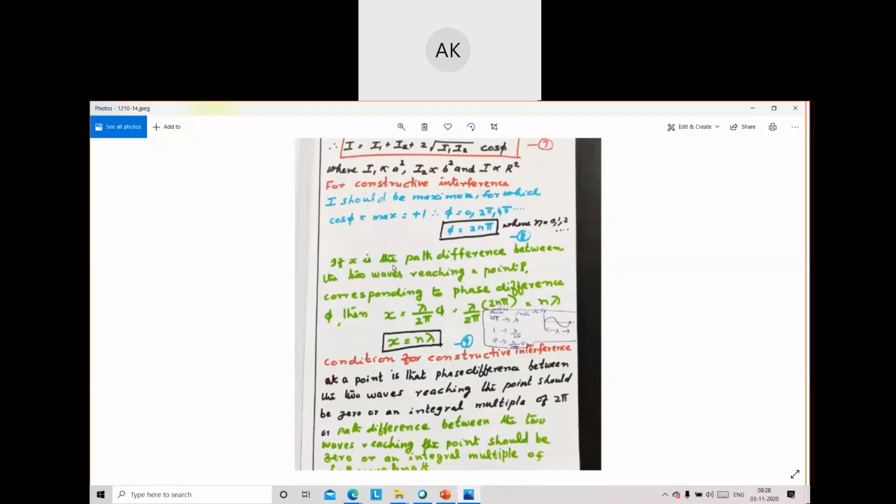So in terms of path difference, what is the condition? The same thing we are expressing in terms of path difference. This is in terms of phase difference, where n is an integer. Then suppose x is the path difference between the two waves reaching the point P, corresponding to the phase difference of phi. And there is a relation connecting path difference and phase difference.